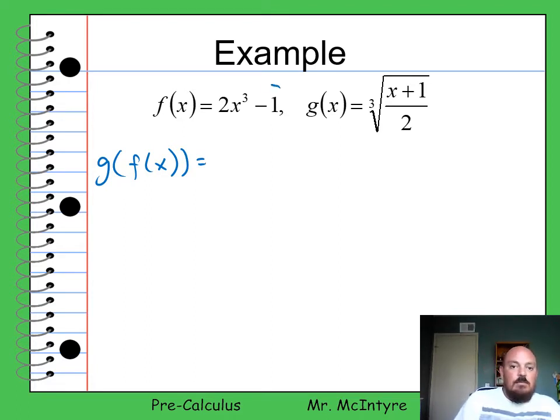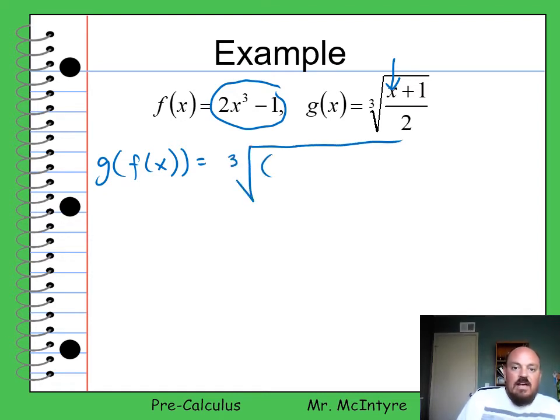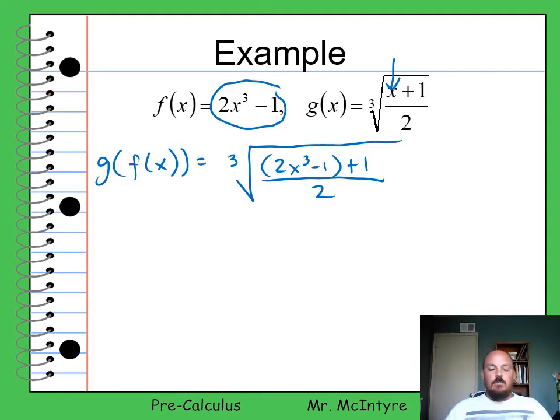So this time I need to plug this function in for that x right there. So this time what I'll have is the cube root of that whole function, 2x cubed minus 1, and then plus 1, and the whole thing is over 2. And remember, you've got to do the steps in the right order. Don't try to do it all at once. You won't get credit for that. Make sure you're canceling the right thing.